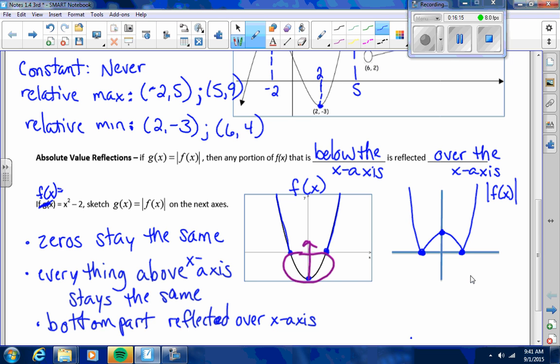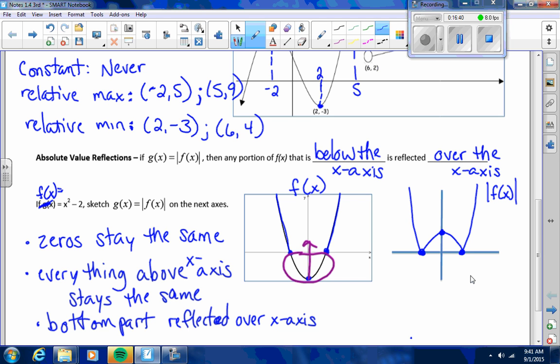Always start by plotting the exact zeros from the original function. Second step, always take everything that's already above the x-axis and draw it exactly the same on your new graph. Third step, flip whatever is below the x-axis to above the x-axis. Okay, that's it. Any questions?